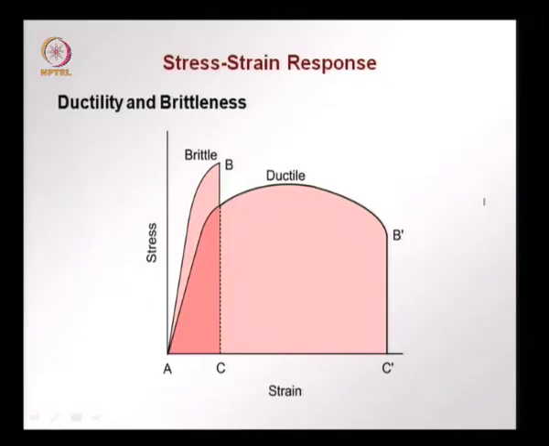Now, we talked about ductility and brittleness. How do we quantify these concepts? We can do so based on the stress strain diagrams that we looked at, and we can say that a material is ductile if there is a higher energy absorbed until failure occurs, given by the area under the stress strain curve. So, this curve A, C prime, B prime can be an indication of how ductile the material is.